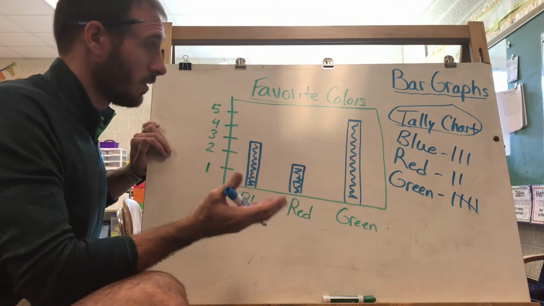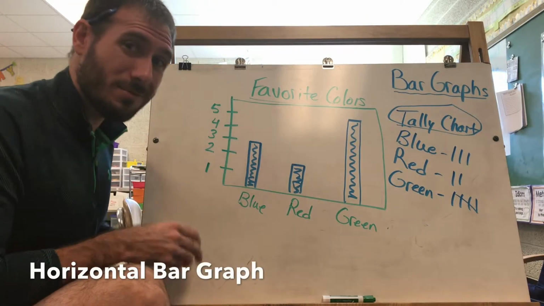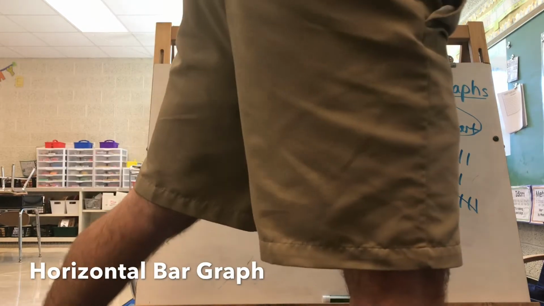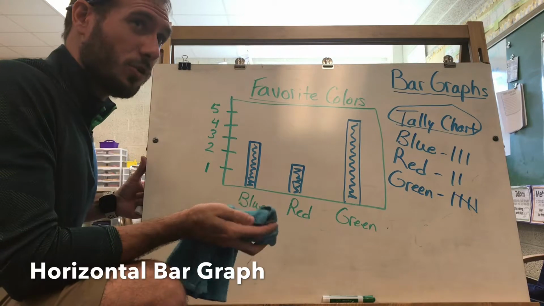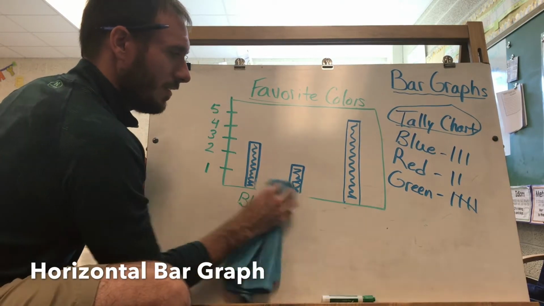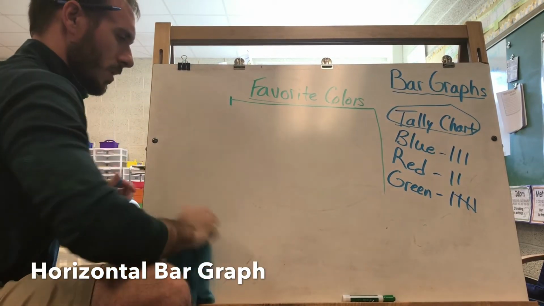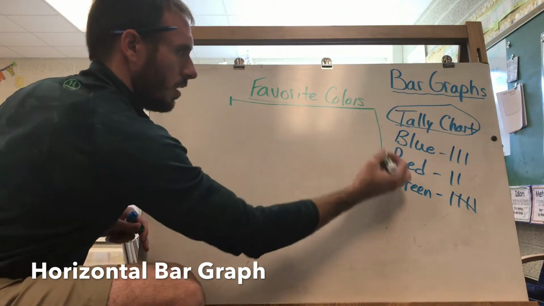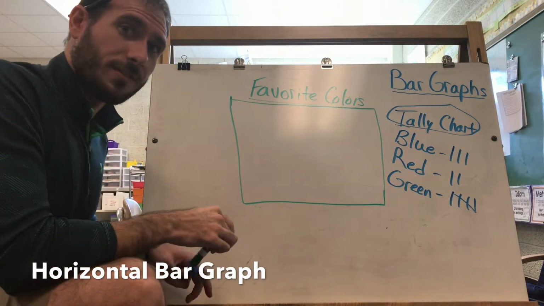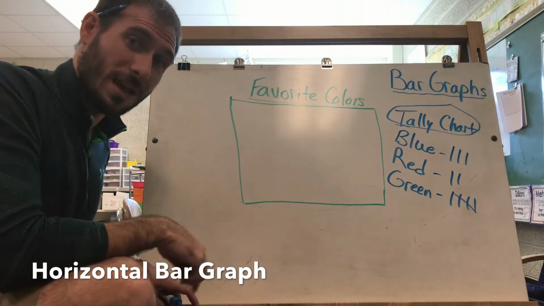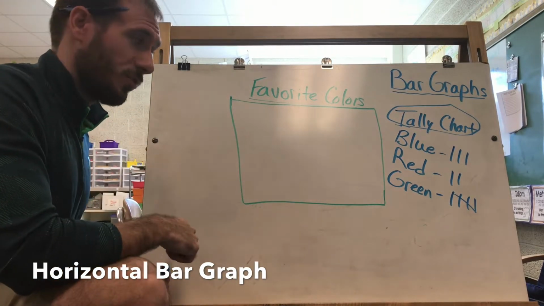The next part, I'm going to take the same information, but I'm just going to use a horizontal bar graph, and nothing much changes. And I'll show you by nothing much changes. Some things do, but nothing much changes. So I'm going to go ahead and erase what we have so far. I'm going to keep this here. I'm going to keep my title because it's the same graph, but I'm just making a different type of graph. Instead of a vertical bar graph, I'm going to make a horizontal bar graph. Same tally chart information.